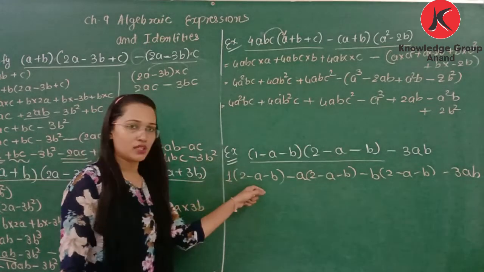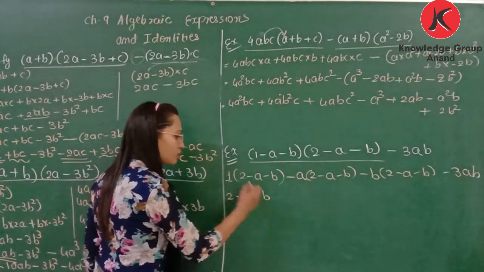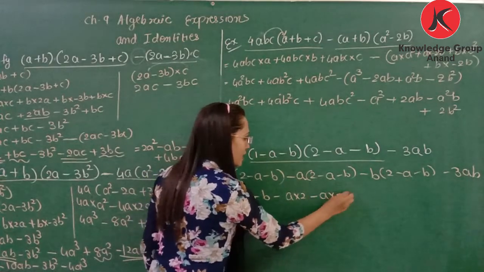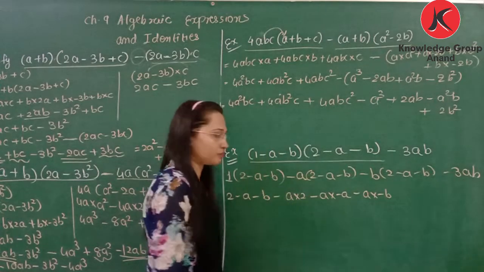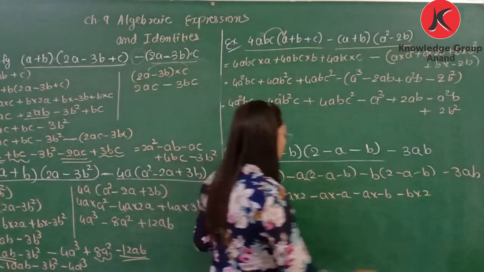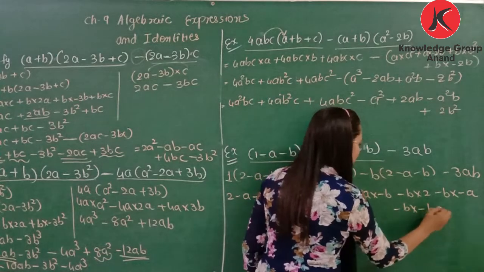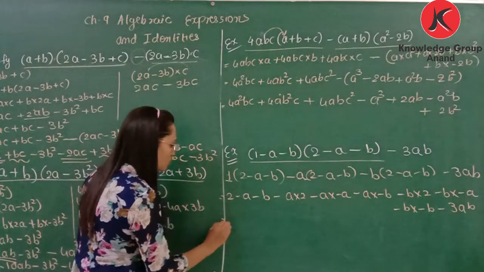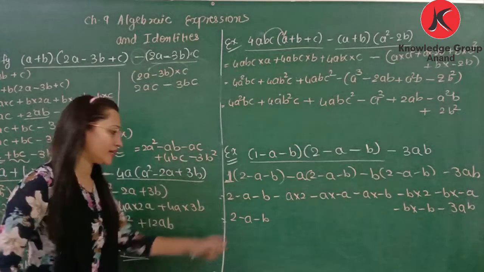Now this is monomial with trinomial. So 1 is multiplied with each term, it is the same. Minus a is multiplied with 2, minus a is multiplied with minus a, minus a is multiplied with minus b. For this one, minus b is multiplied with 2, minus b is multiplied with minus a and minus b is multiplied with minus b. Minus 3ab as it is. Be very careful in multiplication. So it is 2 minus a minus b. Why? Because any number multiplied with 1, we will get the same expression.